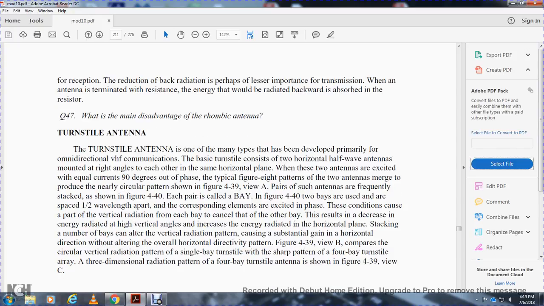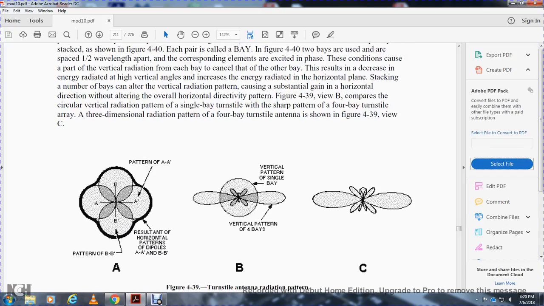at high vertical angles. The result is a decrease of energy radiated at the high vertical angle and an increase of energy radiated in the horizontal plane. Stacking a number of bays can alter the vertical radiation pattern to give substantial gain in the horizontal direction along with the overall horizontal pattern. Figure 439, view B, compares the circular vertical radiation pattern of the single bay turnstile with the sharper pattern of the 4-bay turnstile array. The three-dimensional radiation pattern of the 4-bay turnstile antenna is shown in Figure 439, view A.